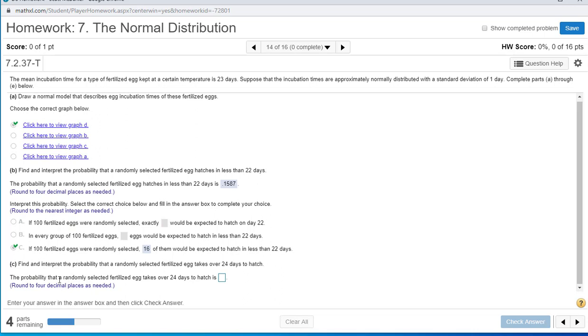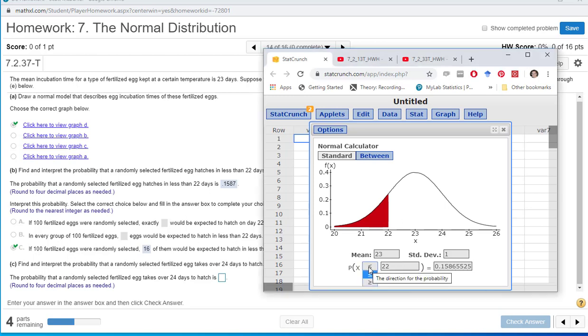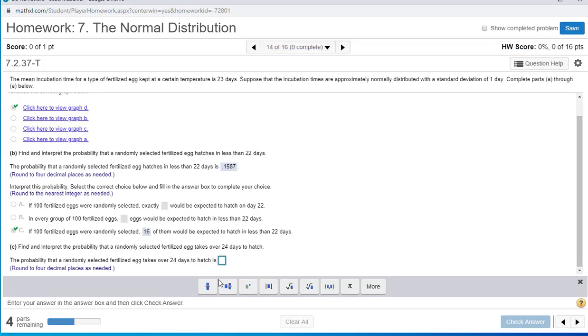Let's keep going. Find and interpret the probability that a randomly selected fertilized egg takes over 24 days to hatch. So let's use our technology here. Back in StatCrunch, we're going to change this to greater than, and we're looking at more than 24 days. And we get exactly the same probability, right? Because we have that perfect symmetry. We're at 1 standard deviation above and 1 below. So 0.1587 again.